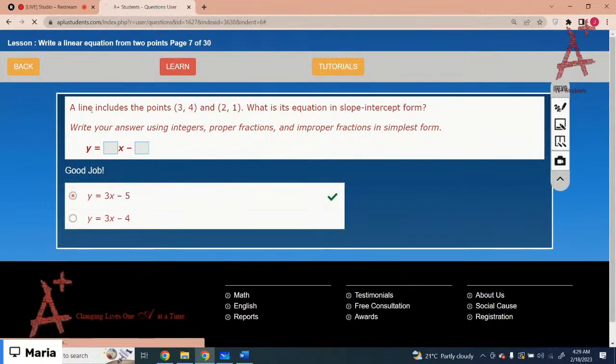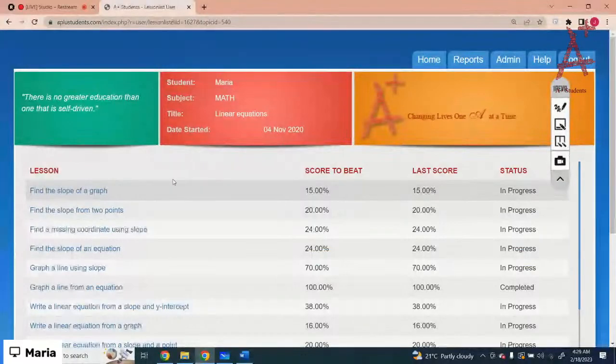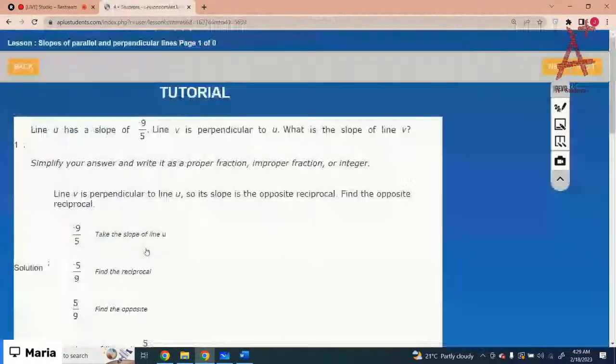Okay, you can complete the test by yourself later today. Let me just move on to the last one. The next lesson is on parallel and perpendicular lines. Now we're going to learn what is the slope of the parallel and the perpendicular line. So let's start with the first example.